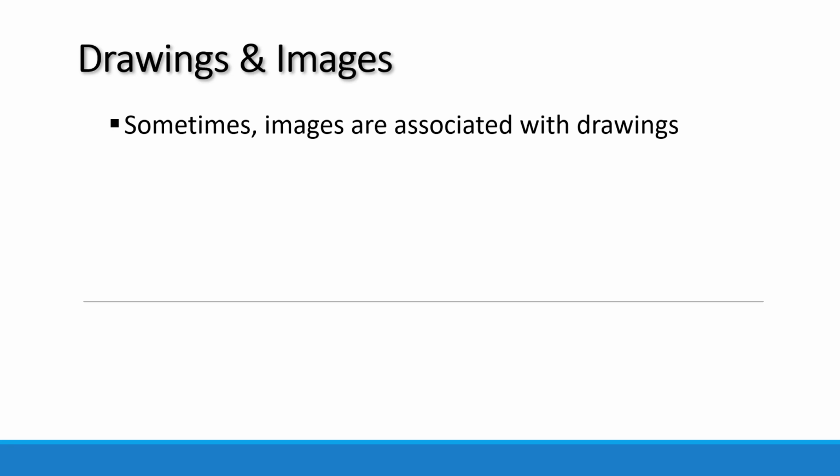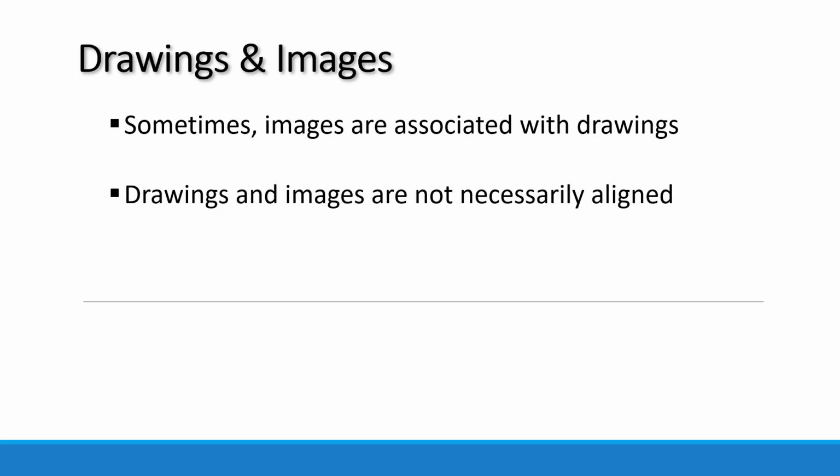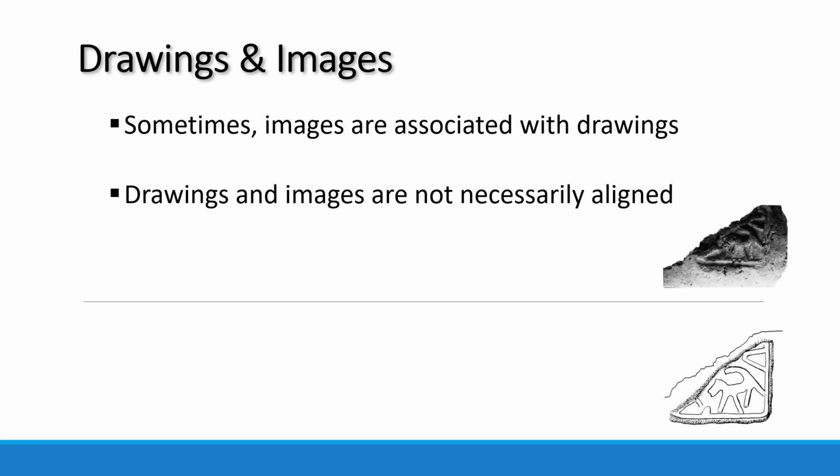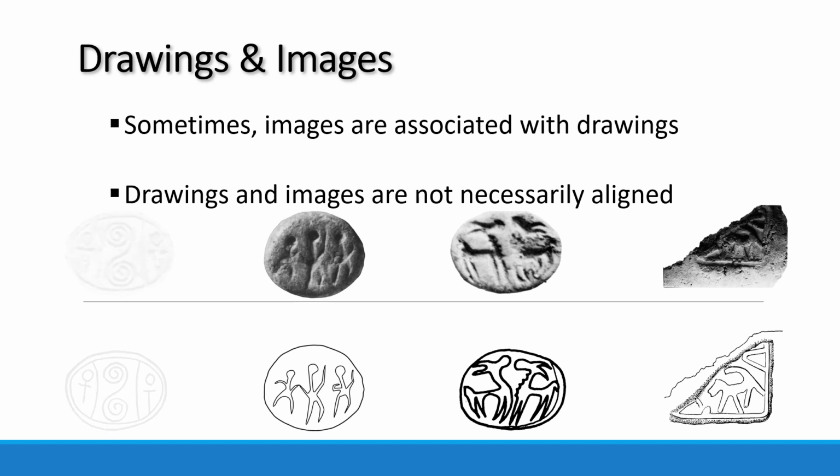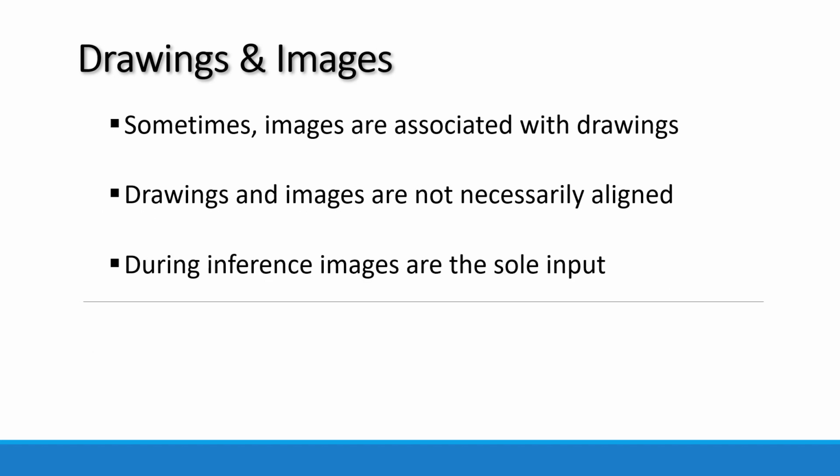Sometimes these images are associated with drawings created by special archaeological artists. These drawings consist of clear edges and superior quality, but are not necessarily aligned. As an example for that, you can see the example on the right of the scarab of the lion. Despite that, when paired images and drawings are available during training, image representation is improved.